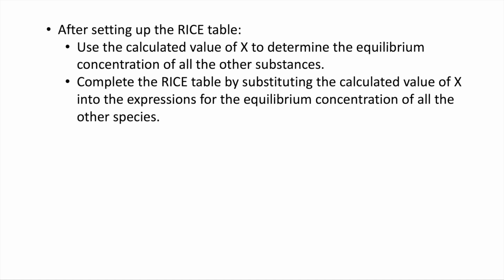So after setting up the ICE table, use the calculated value of x to determine the equilibrium concentration of all the other substances. Complete the ICE table by substituting the calculated value of x into the expressions for the equilibrium concentration of all the other species. When they say species, that's just another word for substance, or another word for a chemical.